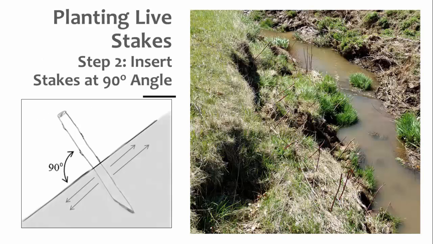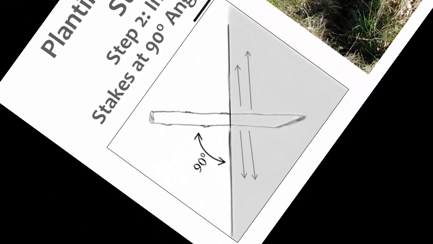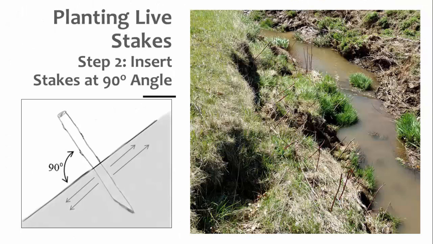Live stakes should be planted at a 90-degree angle to the bank. This means if the bank is vertical, the stakes should be horizontal. However, if the bank is angled, the stakes should also be on an angle. This position promotes root growth along the length of the bank and helps to ensure that the plants are able to get water from the water table.